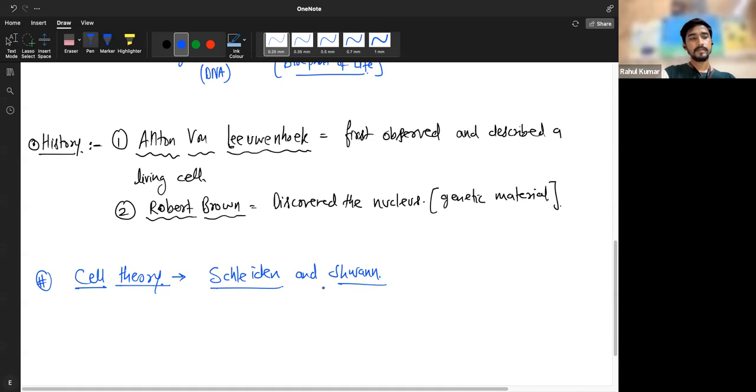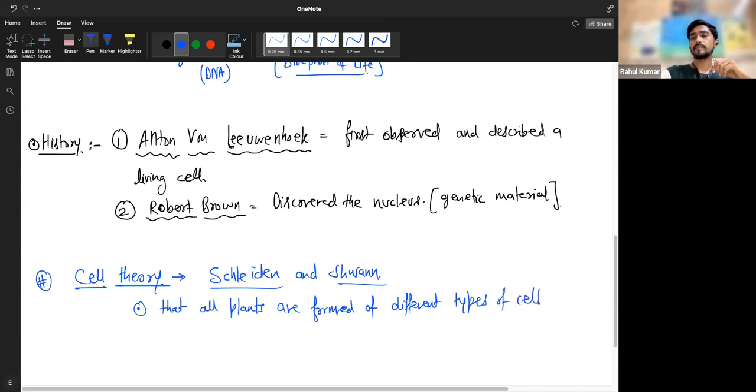And then, so write down, what did they say? Write down, let's write first few points first, write down. Schleiden observed, this person, Schleiden observed that all plants are formed of different types of cells. He studied a lot of plants.